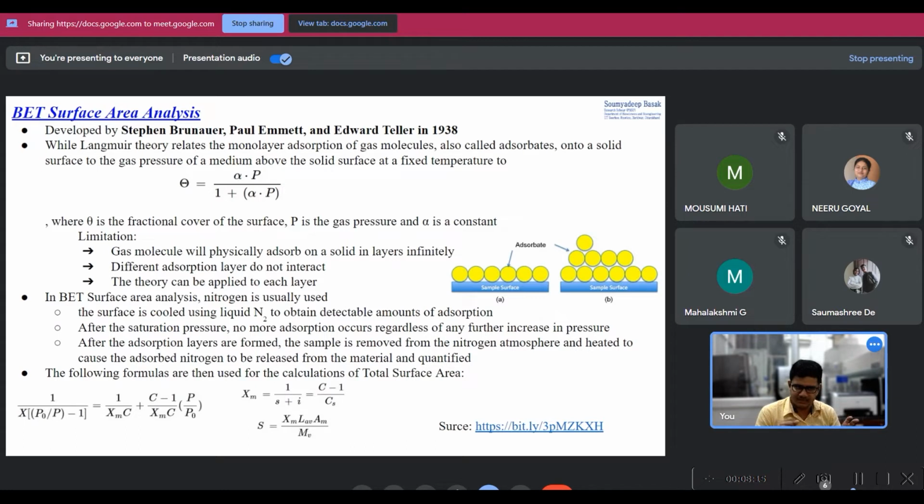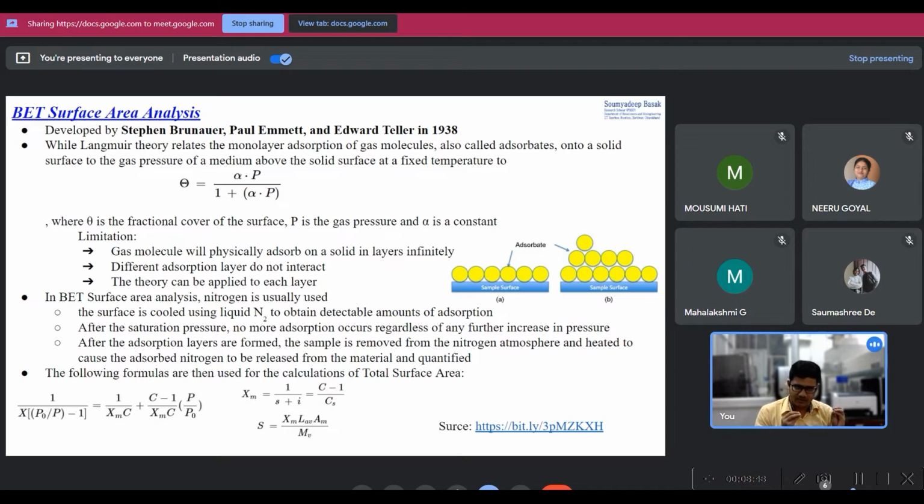These are the limitations, because we cannot make sure that only one layer of gas is adsorbed. There can be multiple layers of gas molecules adsorbed on the surface, and these different adsorbed layers do not necessarily interact. This adsorption theory can be applied to each layer also. So we cannot particularly say that this amount of gas adsorbed is the porosity. We cannot say that from Langmuir theory.